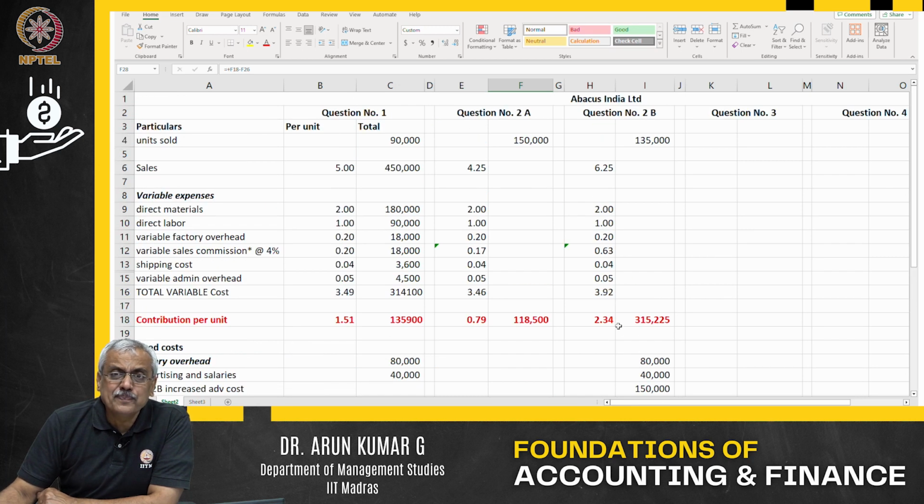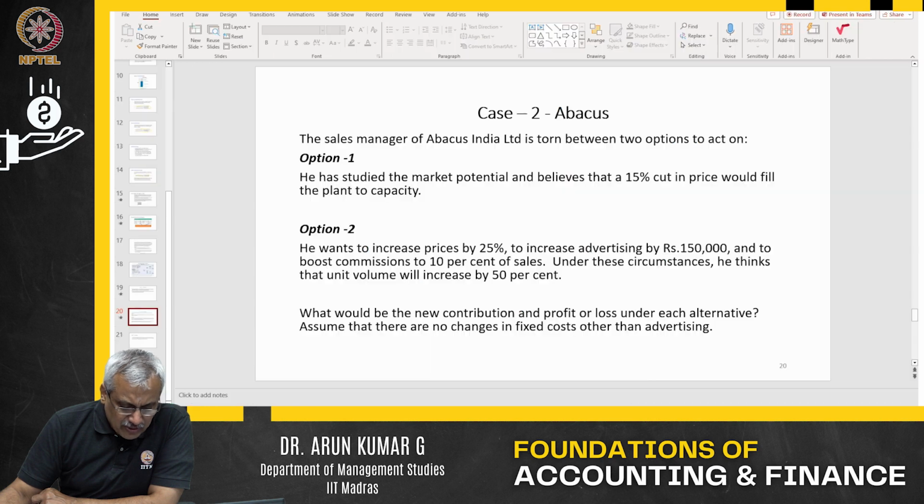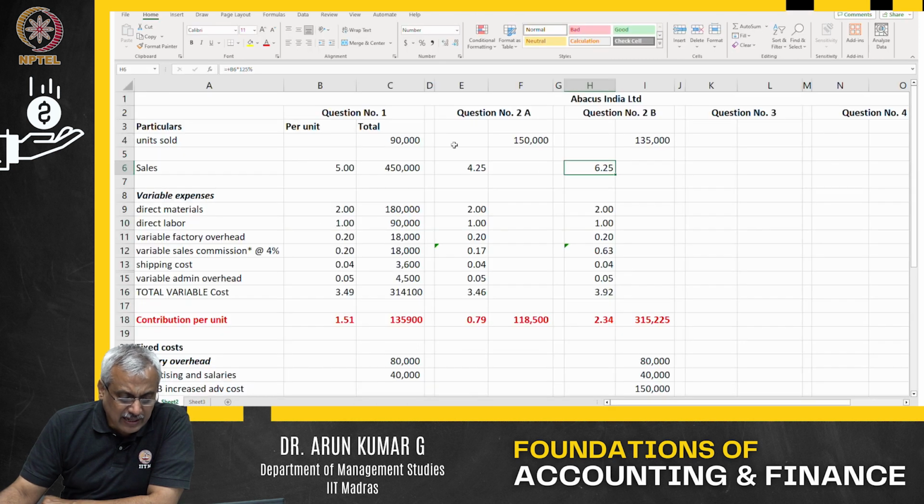So I looked at option B, where I said I'm going to increase the price by 25%, and they also talk about increasing the advertising budget and boosting the sales commission from 4% to 10%. This will increase the volume by 50%. What is the volume here? Earlier it was 90,000, so it has become 135,000, a 50% increase. Price has increased by 25%, from 5 rupees to 6.25. I kept all these costs. The sales commission was at 4%, and now it is at 10%.